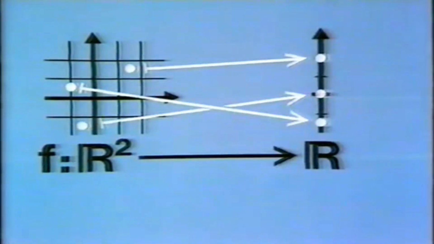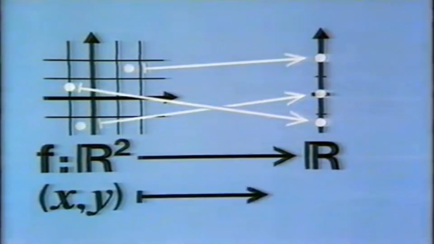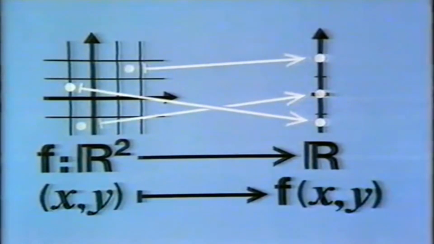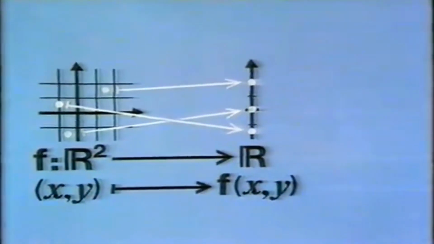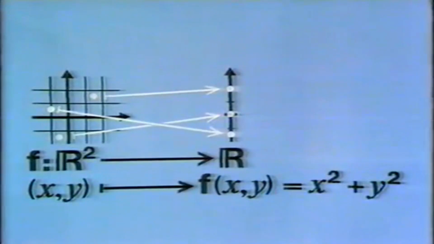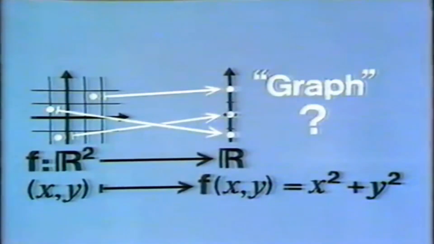A function from the plane R2 to the real line R is simply a rule which takes each point of R2 and assigns to it a point of R. So each point with coordinates (x, y) maps to a real number f(x, y). For example, each point (x, y) could map to the real number x squared plus y squared. Now, how would you draw the graph of such a function?